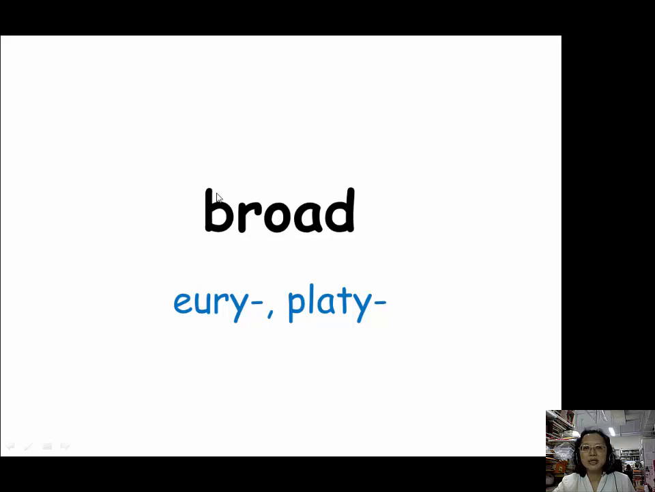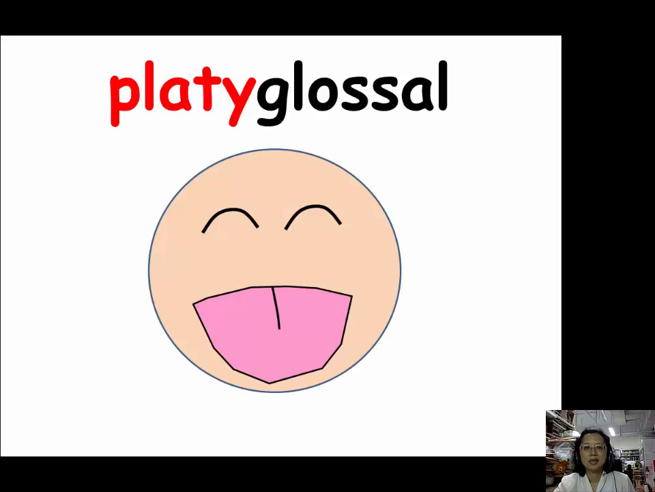When we want to describe things that are broad, flat, and wide, we could use eury and also platy. Platy, which we learned before when we were learning prefixes and suffixes relating to shapes. And our example for platy is platyglossal.